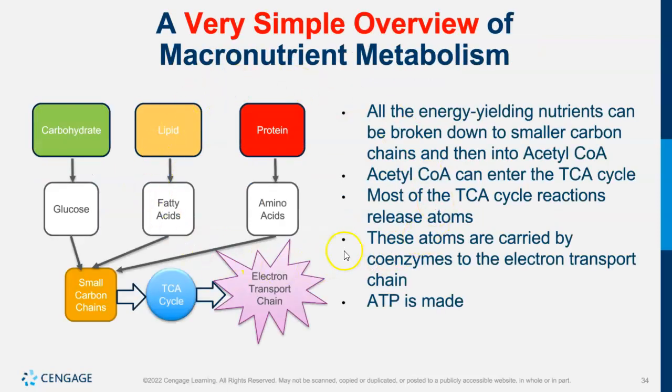So this is my version of the overview of macronutrient metabolism. We have carbs, lipids, and proteins, which turn into glucose, fatty acids, and amino acids. All of these can be turned into some sort of small carbon chains, whether it's a pyruvate, which is a 3-carbon molecule, or an acetyl-CoA, which is a 2-carbon molecule. Acetyl-CoA can be dropped into the TCA cycle, and we get more ATP, but more importantly, we get these hydrogen ions that we can shuffle off to the electron transport chain, and from there, we get a whole lot more ATP.